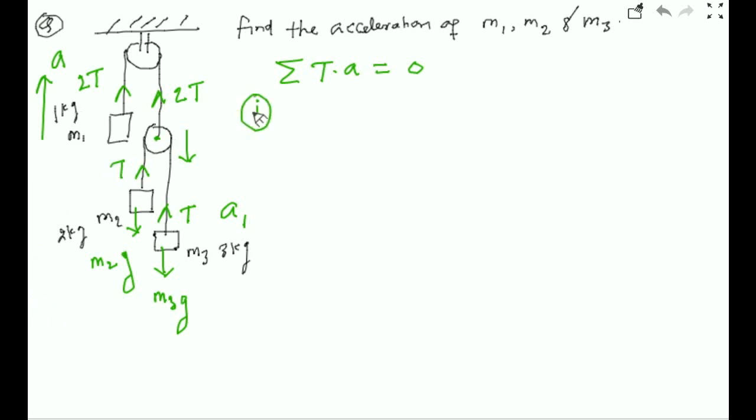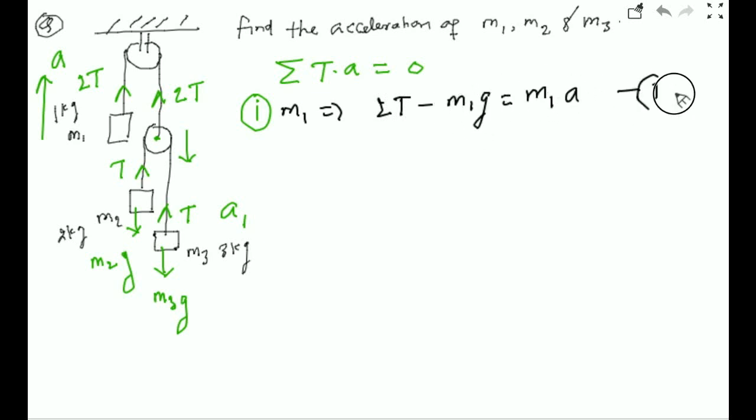Go first for M1. For M1, what is the net force? 2T acting in the upward direction minus M1G equals mass into acceleration. This is the first equation. Now go for M2. Where is M2 going? Directly you can assume that A1 is in the downward direction. If the answer comes positive, then your assumption is correct. If the answer is negative, then you just have to reverse the direction of acceleration. So this will go in the upward direction.